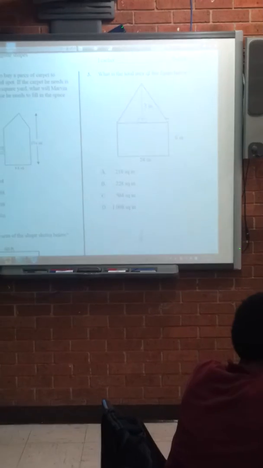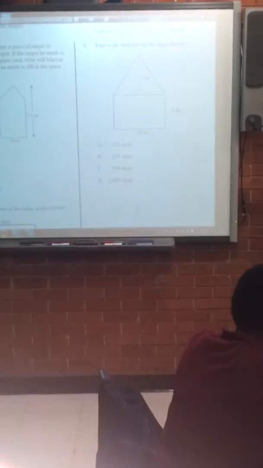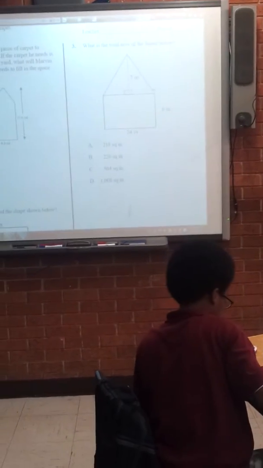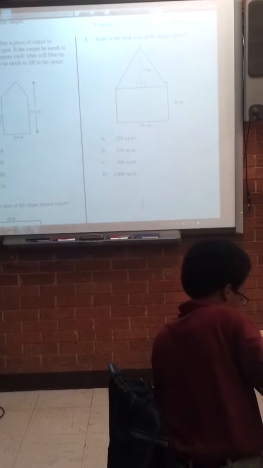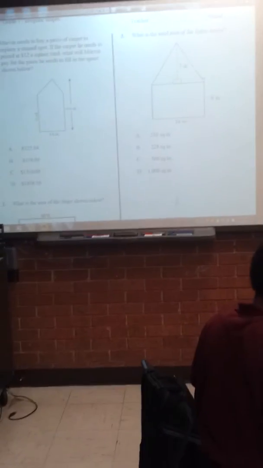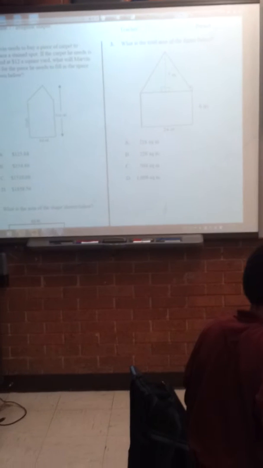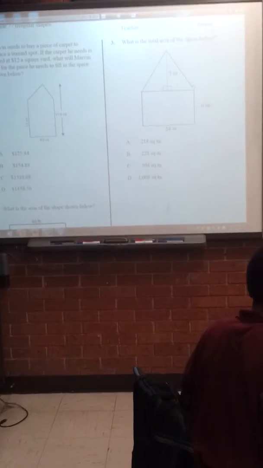I see everybody getting this rectangle over here in this section. It's easy. They found an area. I see a few people struggling with that triangle. We know the formula for finding the area of the triangle is half of the base times the height. We see the height is what? 7. Now we just need to know what the base of that triangle is. 12.